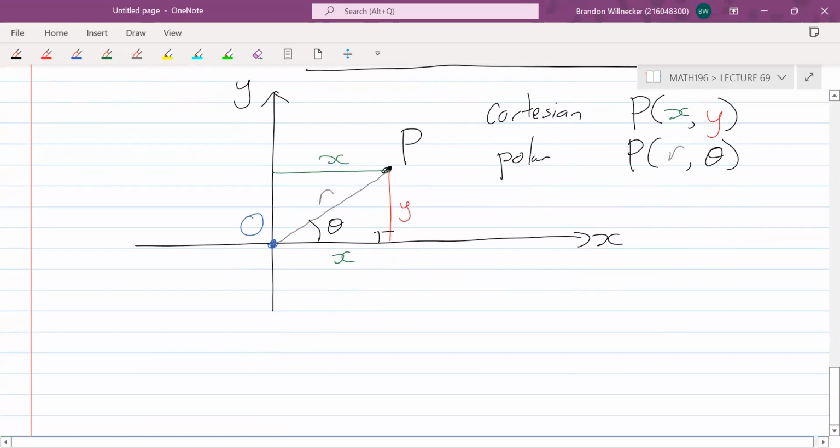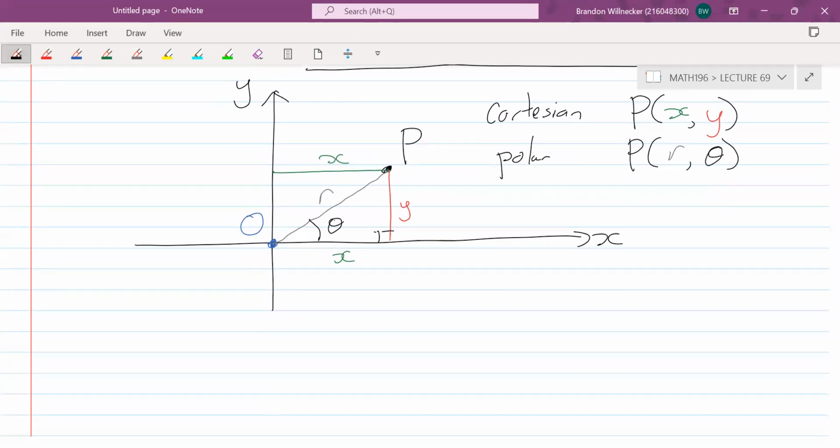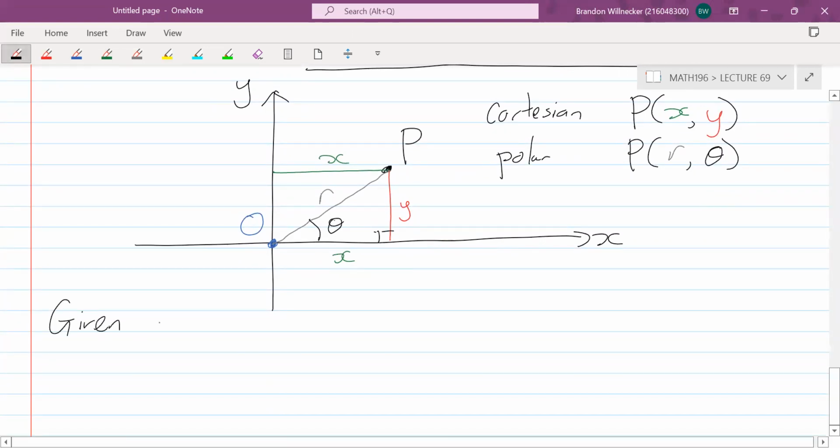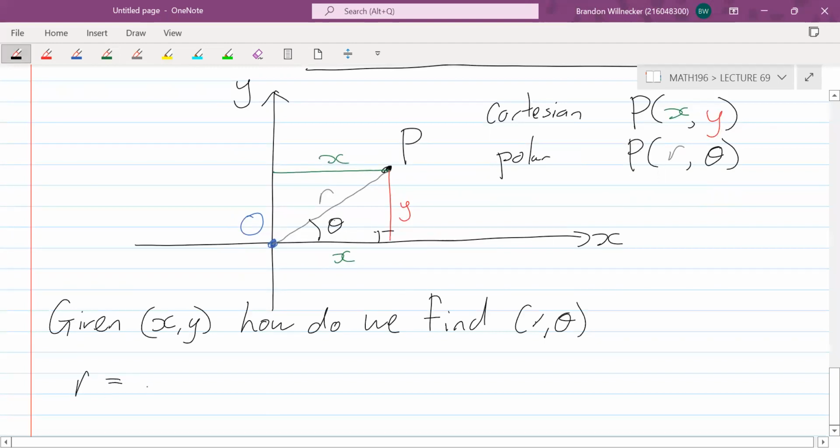Okay, so let's say we're given x and y. How do we find r and theta? Okay, but r is just the hypotenuse. So r is equal to the square root of x squared plus y squared. So if I give you x, y, you can find r using the distance formula. So square root of x squared plus y squared.